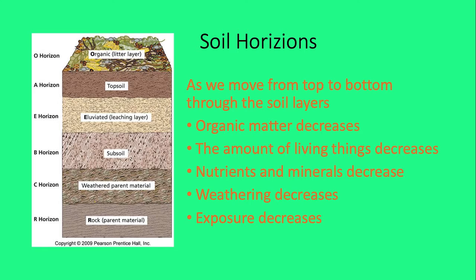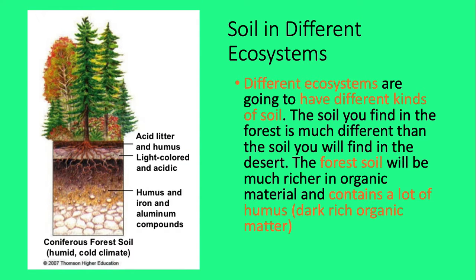As we move from top to bottom through the soil layers, organic matter decreases, the amount of living things decreases, nutrients and minerals decrease, and weathering decreases because exposure decreases. So at the top you have more life and it's more exposed to the elements. Different ecosystems are going to have different kinds of soil. The soil you find in the forest is much different than the soil you will find in the desert. The forest soil will be much richer in organic matter and contain a lot of humus. That's the dark, rich organic matter.